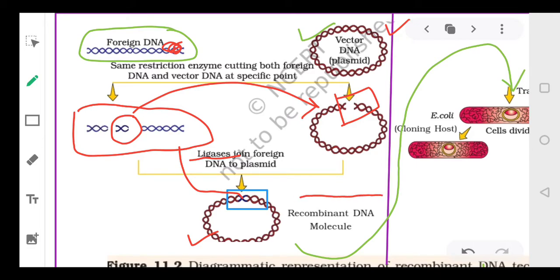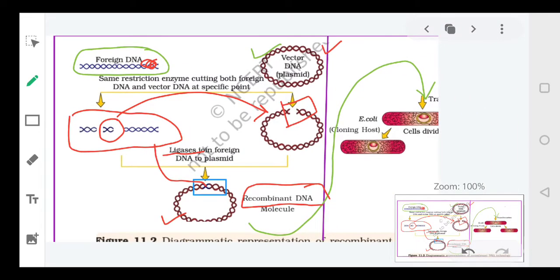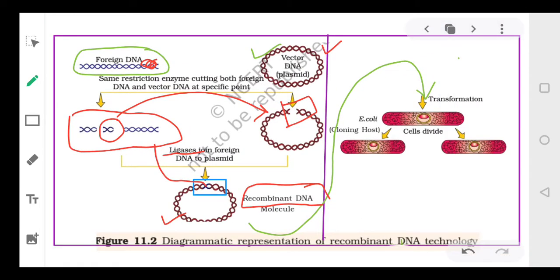Now this DNA molecule will be called a recombinant DNA molecule. What do we call this? Recombinant DNA molecule. Now this recombinant DNA molecule will multiply in the cell. अब ये जो है सेल के अंदर मल्टीप्लाई करेगा. इसको हमने E. coli के अंदर इंट्रोड्यूस कर दिया है. Okay, we have introduced this recombinant DNA into the E. coli, which acts as a cloning host. Now when the E. coli will multiply, this recombinant DNA will also multiply and it will be transferred to the future organisms.